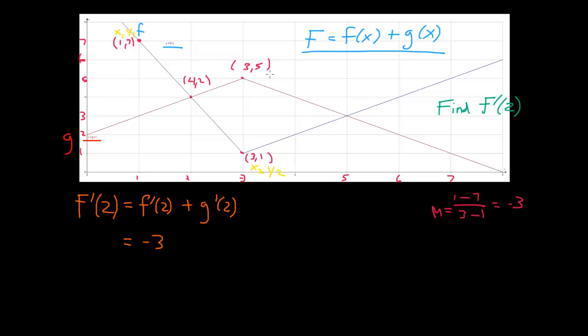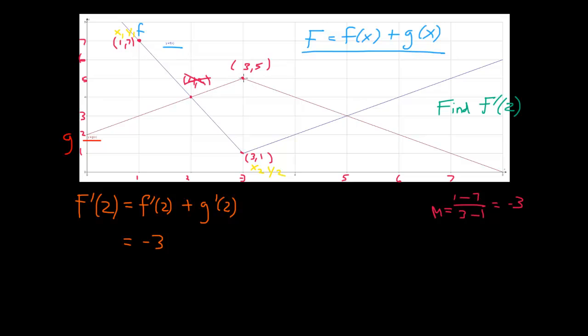Oh, you know what? I mislabeled that point. Did I use that point? No, good thing I didn't use that point, because that point is mislabeled. Sorry about that. I wrote it backwards. It's 2, 4, not 4, 2. But we didn't use it, so no harm, no foul.